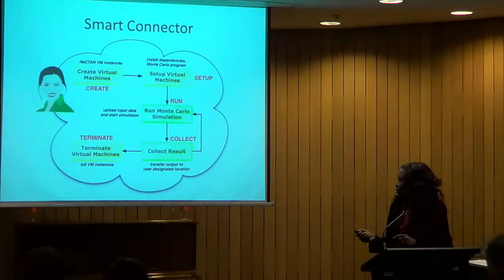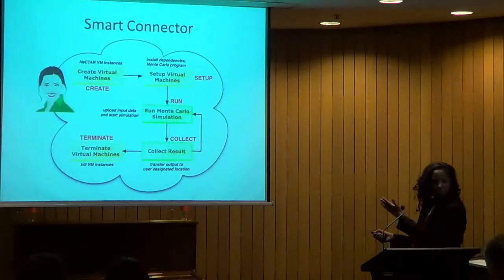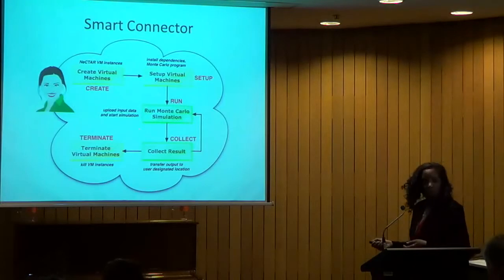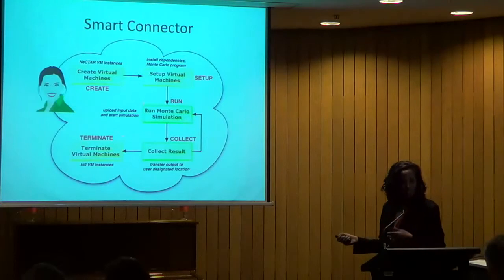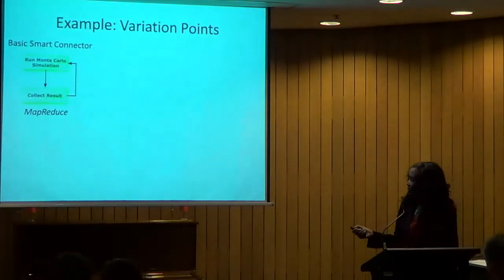So the variation point is here. When you look at the green box here, that's the difference. Running, in this simple example, is just running a basic Monte Carlo simulation. There is nothing more. But this could be very sophisticated. You could have a very sophisticated smart connector. Here, this is our basic smart connector.